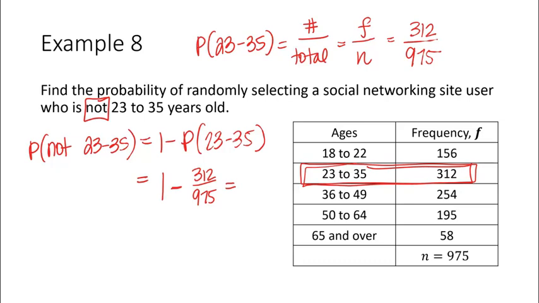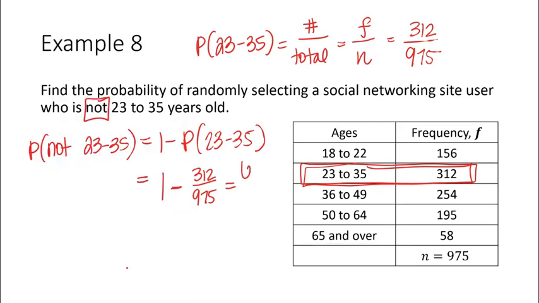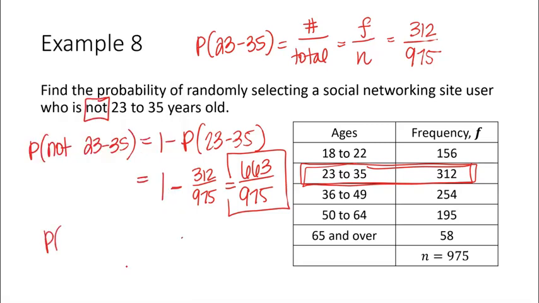Friends, all I need to do is take my total, 975, remove the 312, and that gives me everyone else. 663 out of that total, which can be given as a fraction or a decimal. So the probability of not being 23 to 35 is 0.68 or 68%.